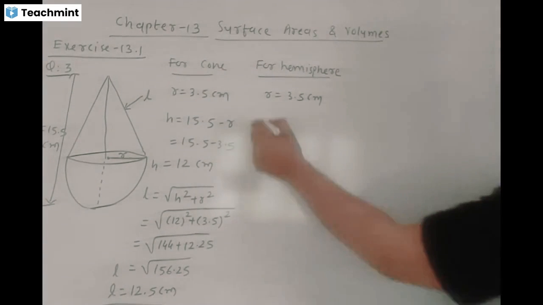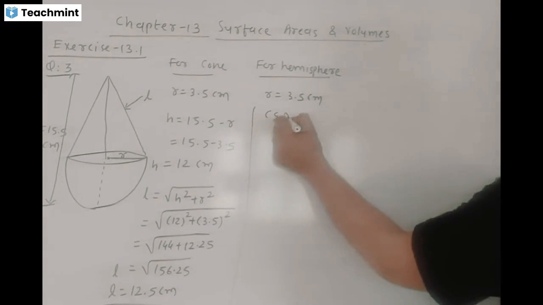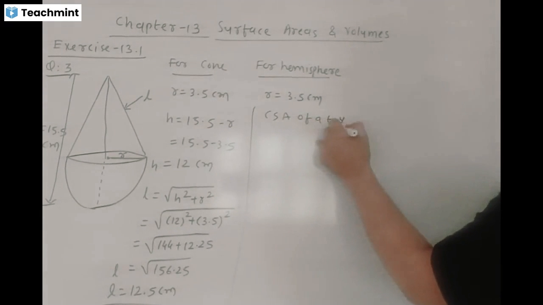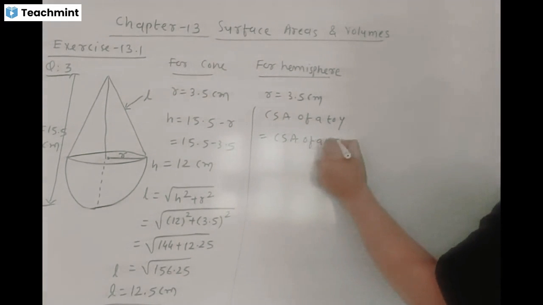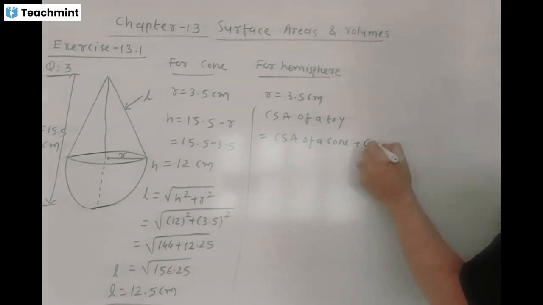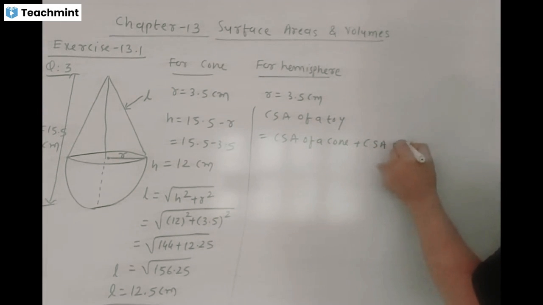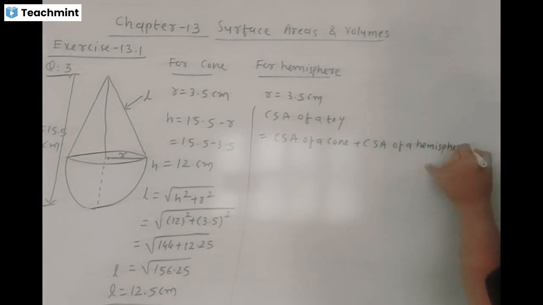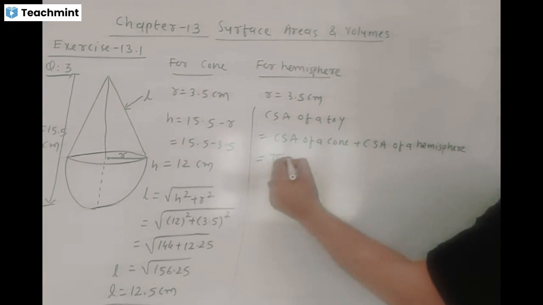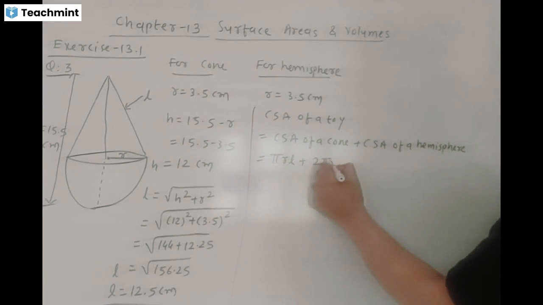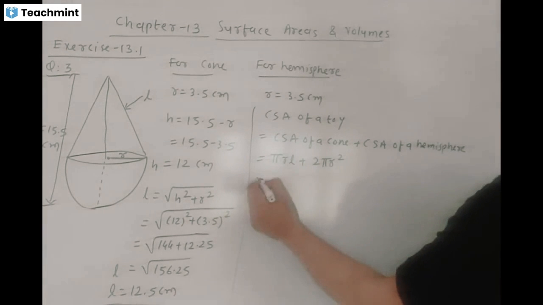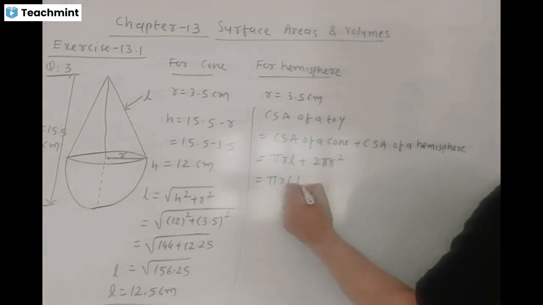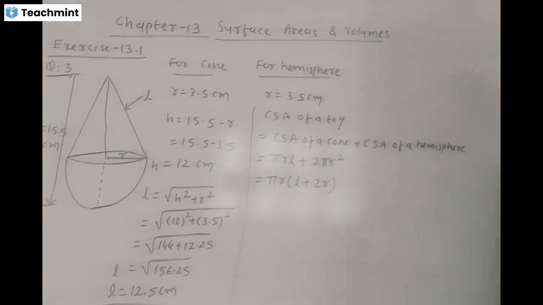Therefore, to find the curved surface area of the toy, it is equal to the curved surface area of the cone plus the curved surface area of the hemisphere. That is pi r l plus 2 pi r squared. Here pi and r are common, so it is equal to pi r into bracket l plus 2r.